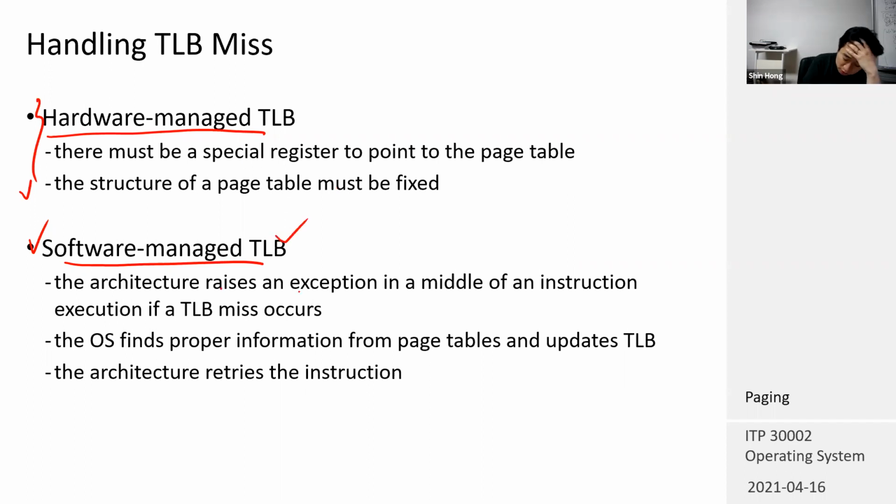So the architecture raises an exception in the middle of the instruction execution due to the TLB miss. The important thing is that it happened inside of an instruction cycle. So when a TLB miss exception occurs, it means that the instruction execution was not yet accomplished, right? So the PC does not change. The PC remains as it is, and the exception happens.